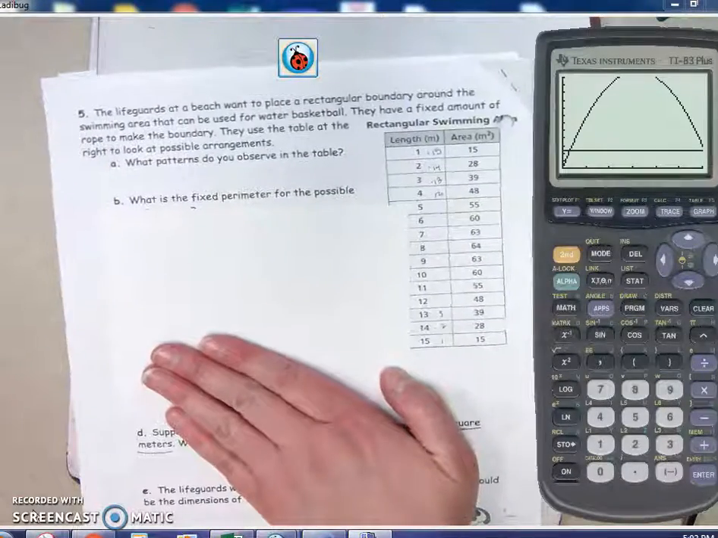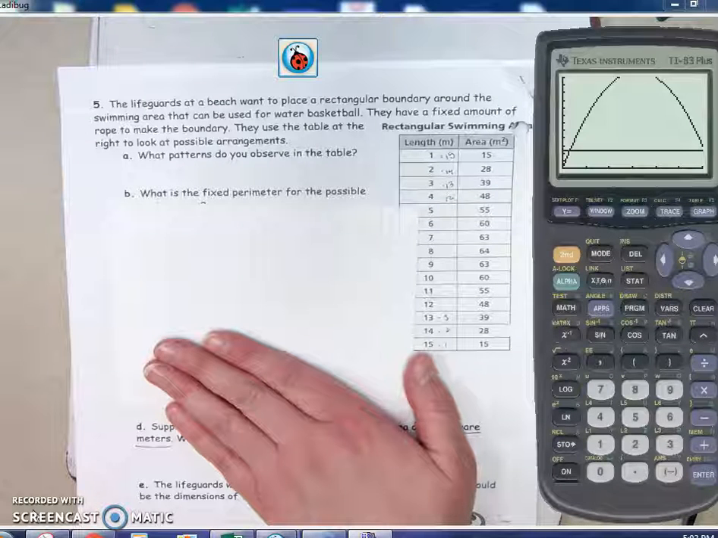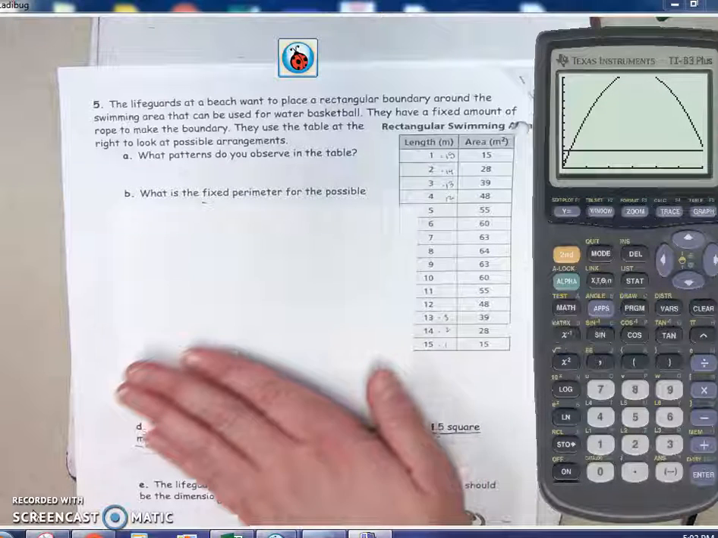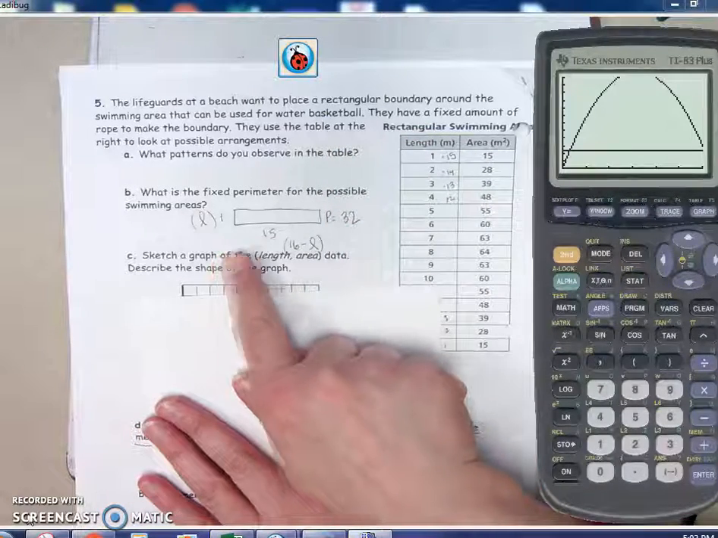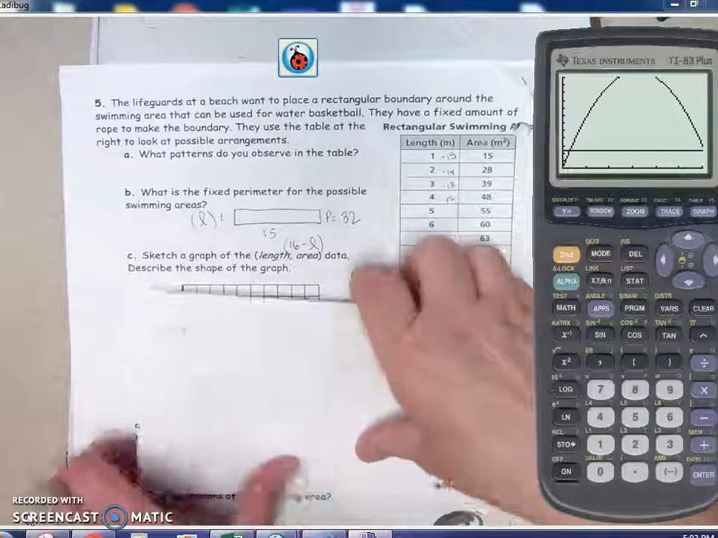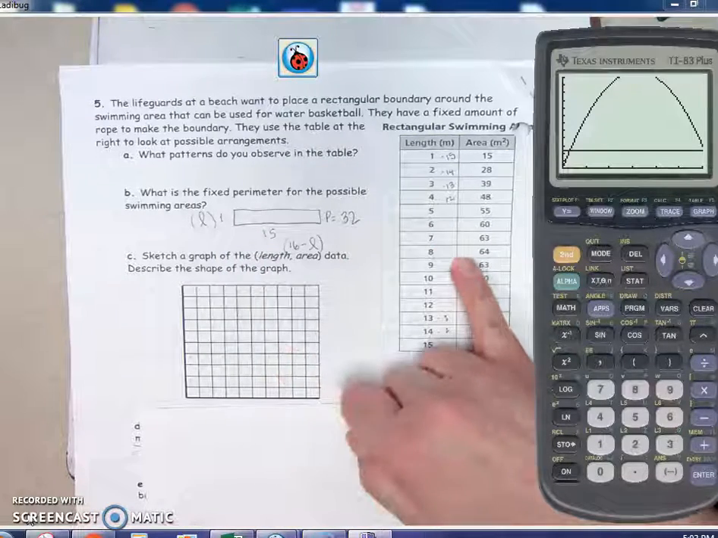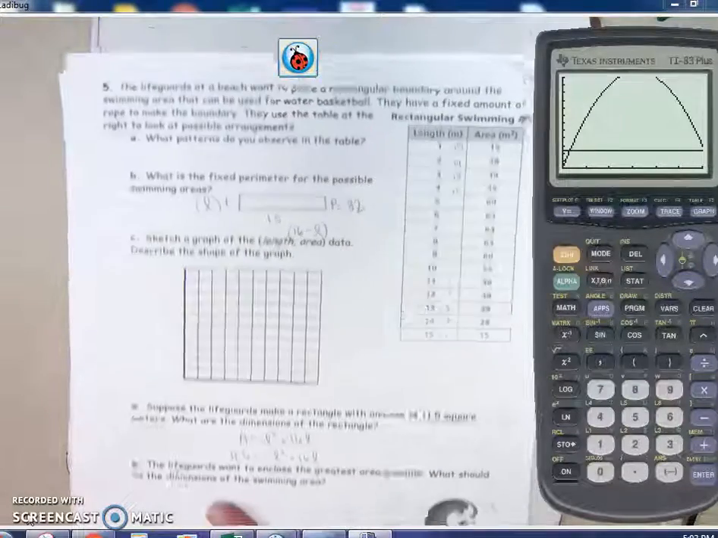Well, you can pause the video now and figure out what the fixed perimeter would be and write some expressions for what the length and width would be. So go ahead and pause the video now and do that. So here is the answer then for the fixed perimeter would be 32 and the side lengths. And you should make a graph of that because you have the table, so use the table to help make the graph. But I really want to talk to you about part D.